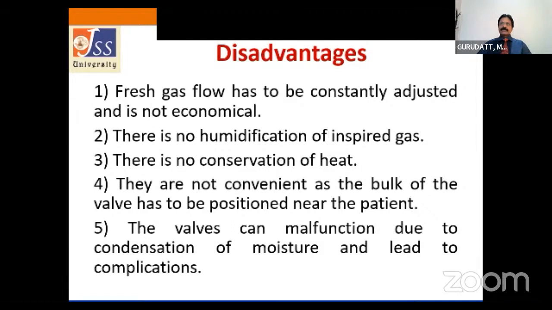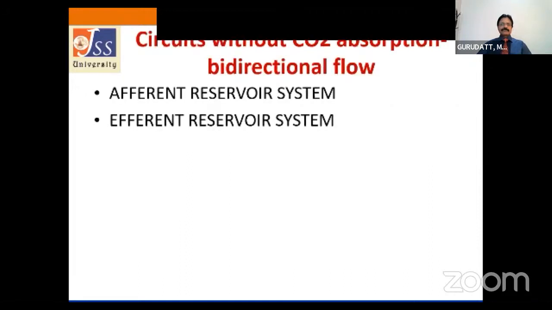Now coming to the circuits without carbon dioxide absorption with a bidirectional flow. These circuits have been classified as afferent reservoir systems and efferent reservoir systems. So what do we mean by afferent reservoir and efferent reservoir system? We have in the breathing system the afferent limb and the efferent limb. If the breathing bag or the reservoir bag is placed in the afferent limb, it becomes an afferent reservoir system. And if the reservoir bag is placed in the efferent limb, then it becomes an efferent reservoir system.